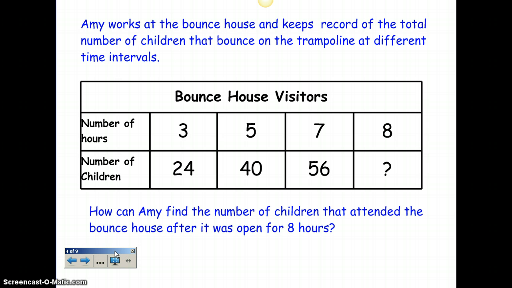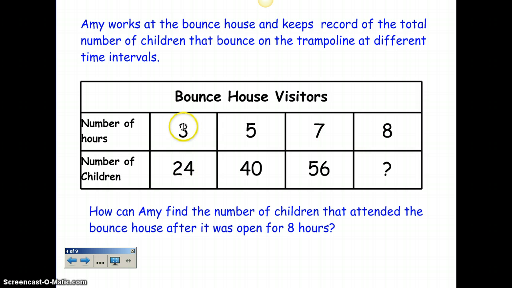Amy works at the bounce house and keeps record of the total number of children that bounce on the trampoline at different intervals. How can Amy find the number of children that attended the bounce house after it was open for 8 hours? When I look at this table, I see a pattern going here. Can anybody figure out what this pattern is at home?